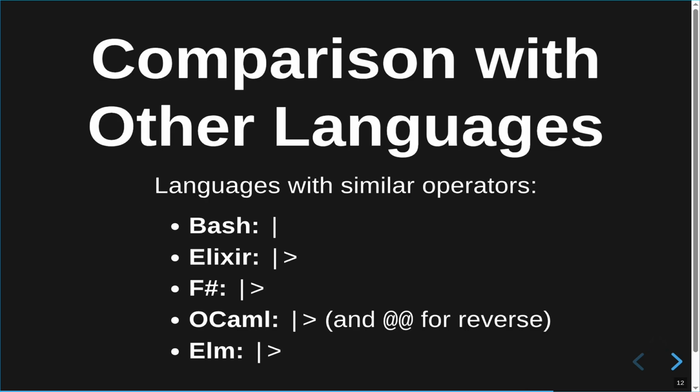Right, comparison with other languages. Lots of other languages have pipes: Bash, of course, we all know, Elixir, F#, OCaml, Elm. I believe Haskell also has a dot operator.